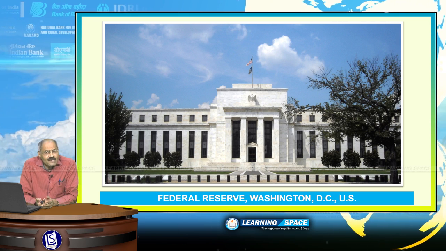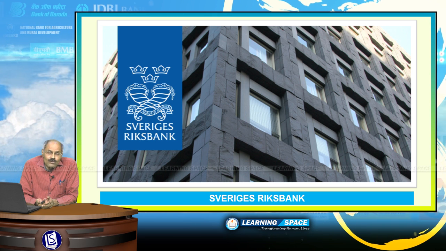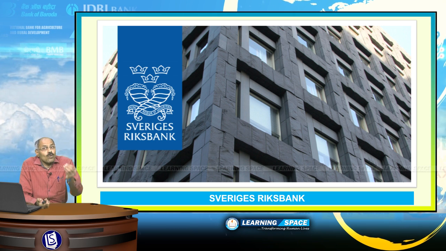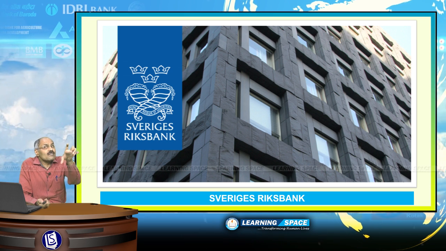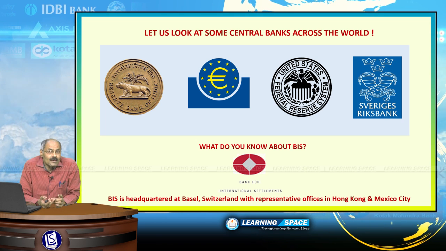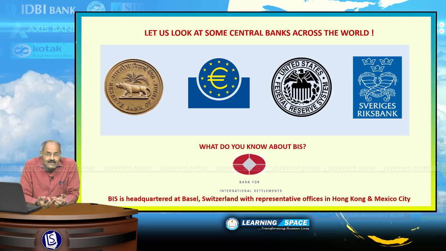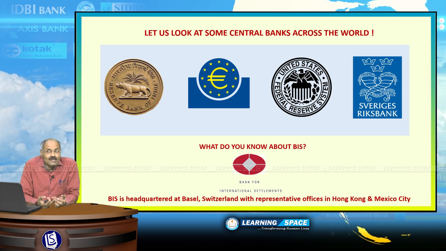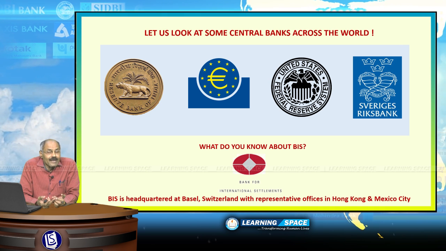And look at another central bank, that is the Sveriges Riksbank. This is the central bank of Sweden. This is the oldest central bank in the world. So I have given for example these 4 central banks: Reserve Bank of India, European Central Bank, Federal Reserve for United States of America, and Sveriges Riksbank, the Central Bank of Sweden.